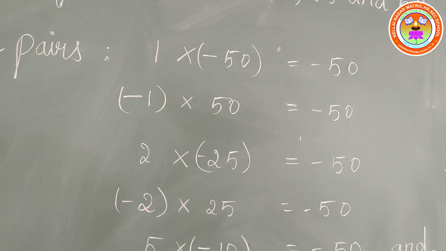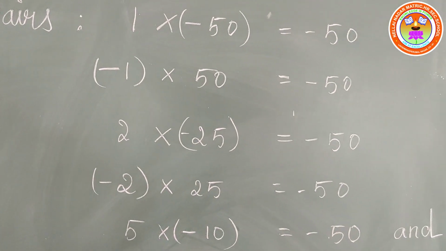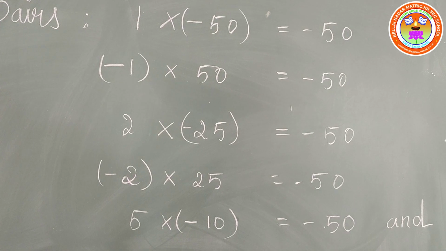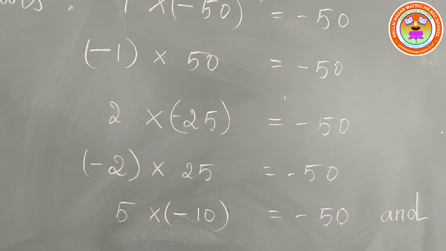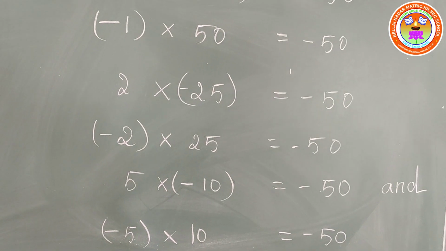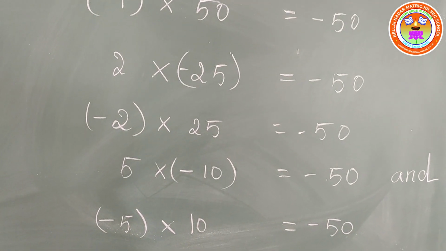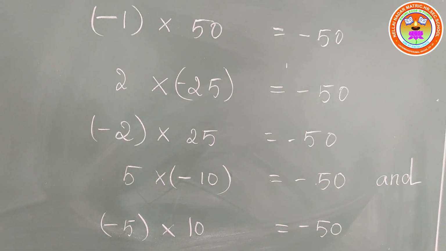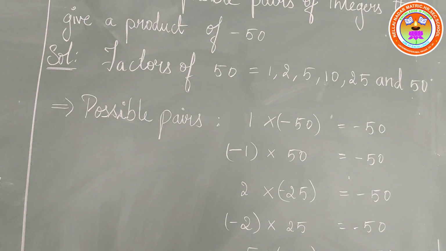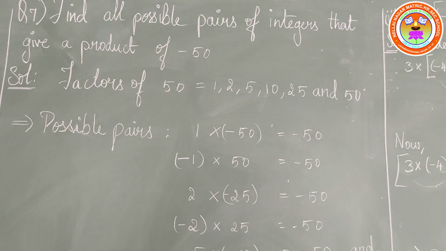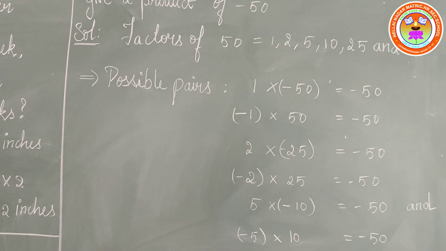Now we are going to use 5 and 10. So the next combination is 5 into minus 10. What is it? Minus 50. And the last possible is minus 5 into 10. That becomes minus 50. So these are the possible pairs. If we find the factors of the number first, then it will be easy to form the possible pairs.